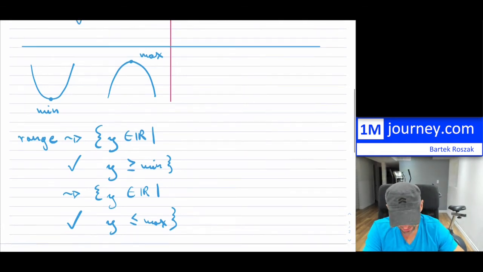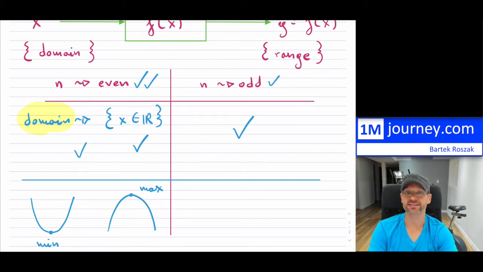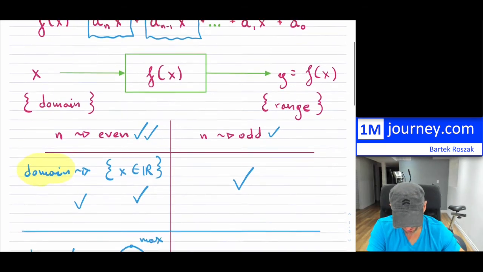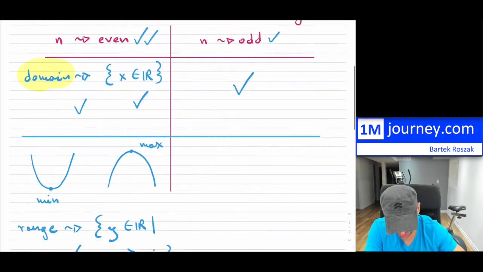Now, what about if n is odd? Well, if n is odd, we already said that the domain can be any real number. And indeed, that's the case because it doesn't really matter if n is odd or even. We're just adding and subtracting all of these different power terms, and that's not a problem. And then for your output, because you do have n as an odd number, that now allows you to have, if you may recall, a cubic.